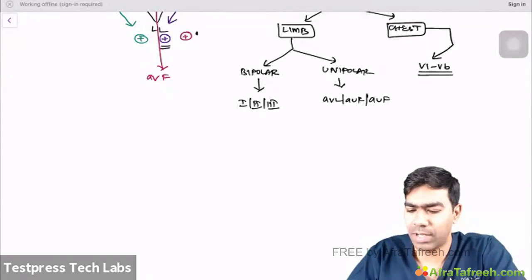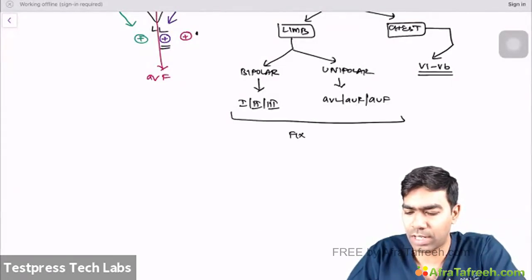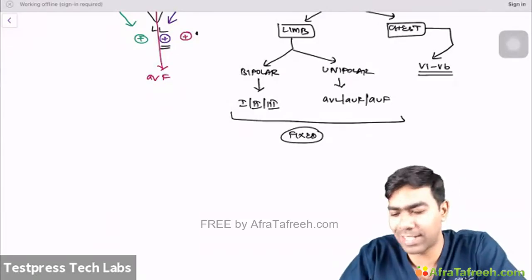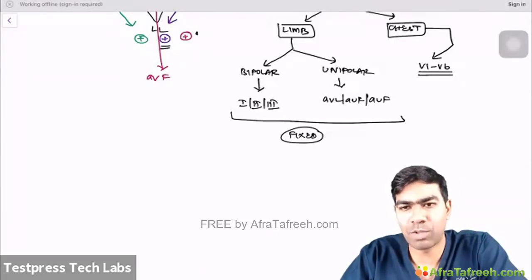Remember, as far as the limb leads are concerned, they are fixed. You cannot change them because you have only 3 limbs. So you cannot really change that. Within the 3 limbs only, you have to play.